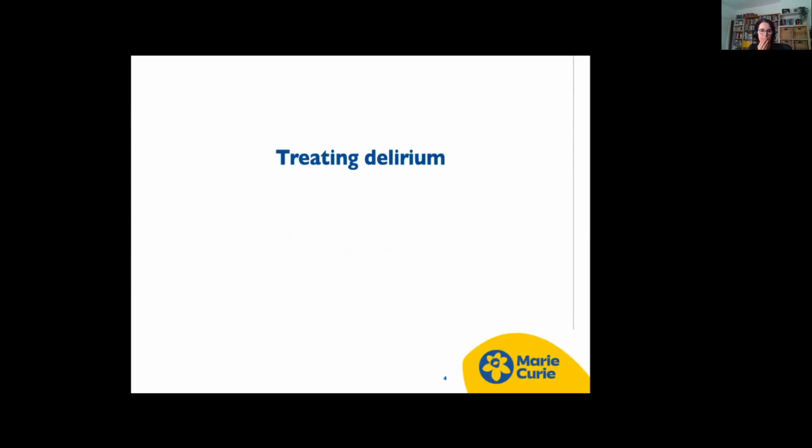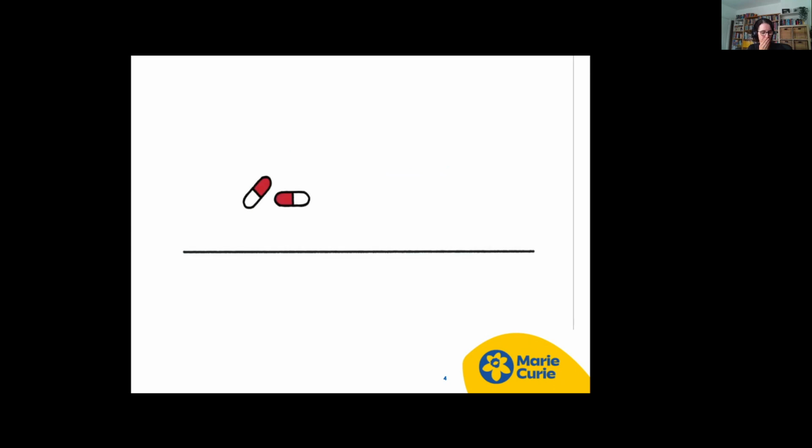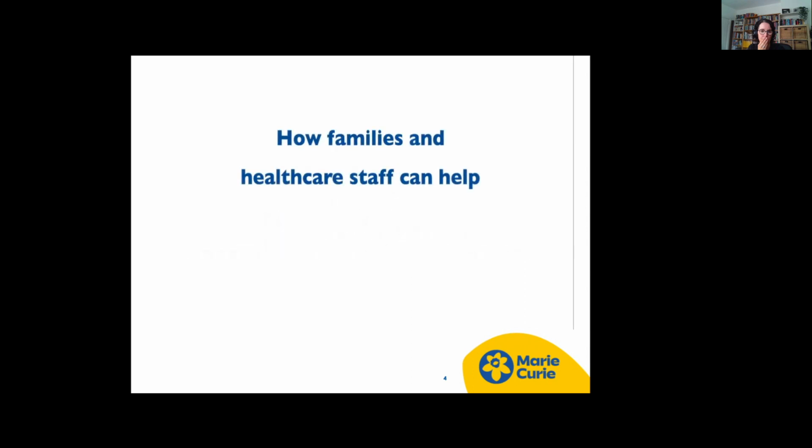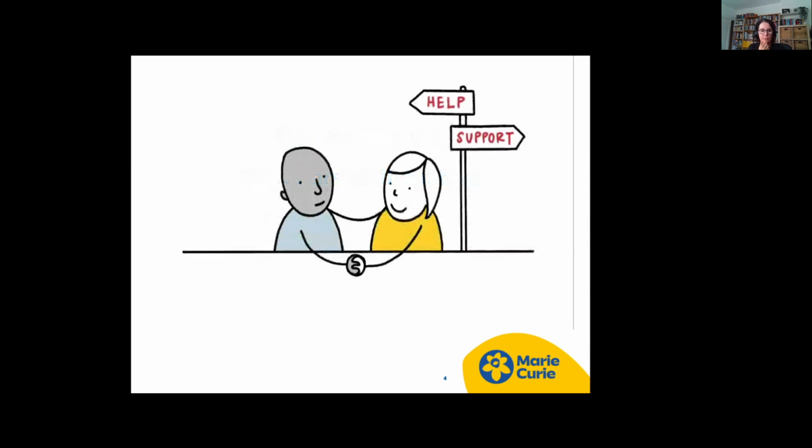Treating delirium. Delirium usually improves if we can find and treat the underlying causes. For example, giving antibiotics for an infection, encouraging the person to drink more fluids if dehydrated, or reviewing their medication if that is considered the trigger. Ensuring a calm and supportive environment is also important in caring for the person. Here are some ways that families and healthcare staff can help.